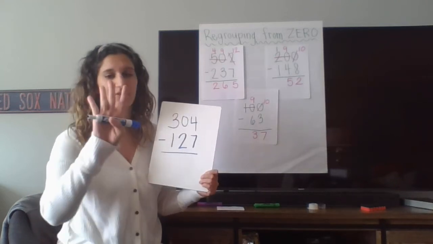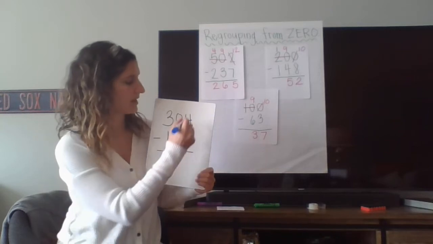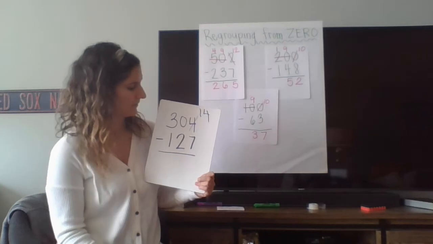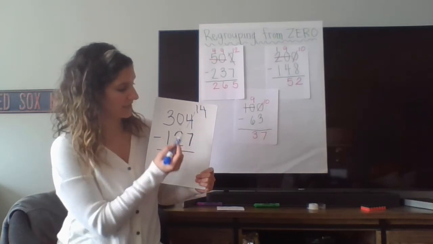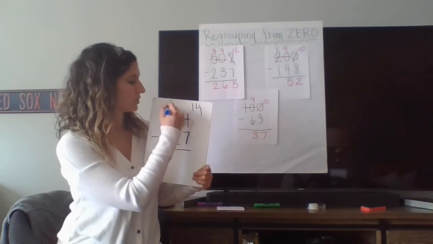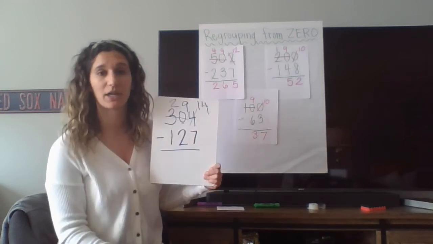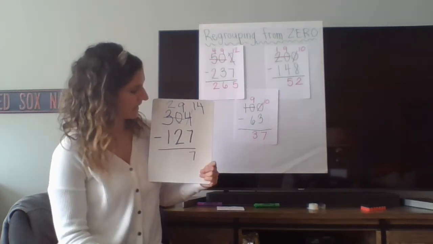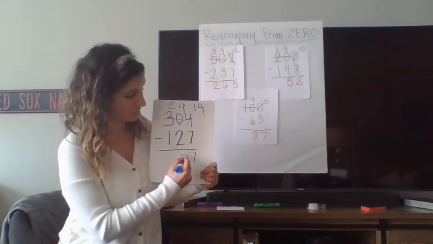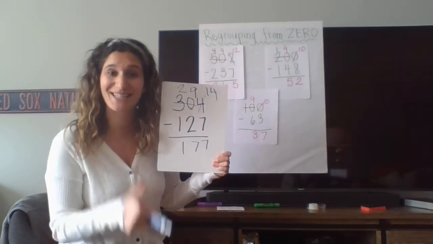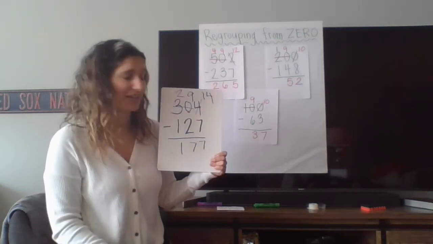4 minus 7. Ooh, I can't take 7 away, so I need to make this 10 more, which is 14. Now, I have a 0 in my tens place, so I have to look at 30 tens, make it 1 less, which is 29. And now I'm ready for the rest of the subtraction. 14 minus 7 is 7. 9 minus 2 is 7. And 2 minus 1 is 1. Did you get 177? If not, that's okay.